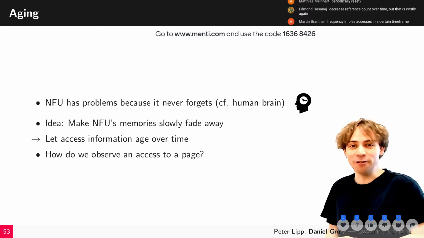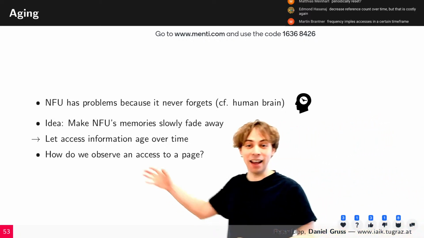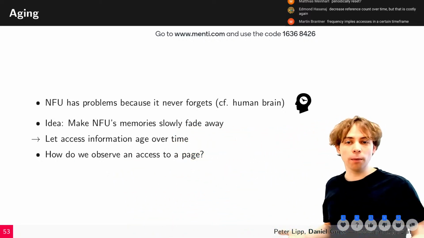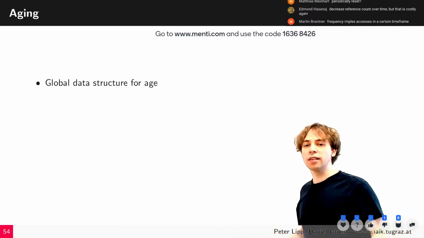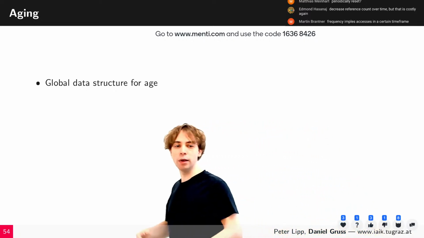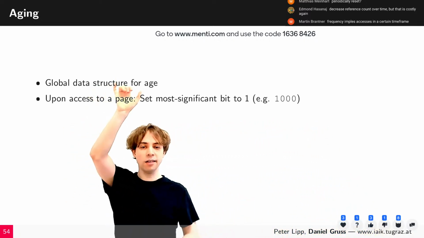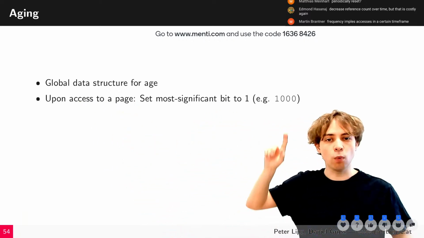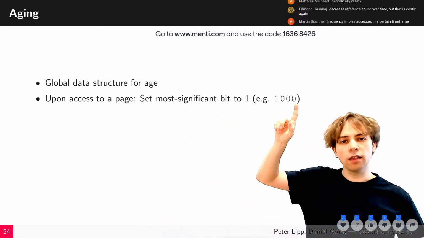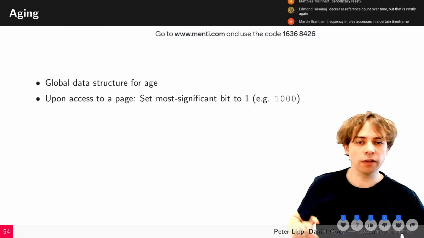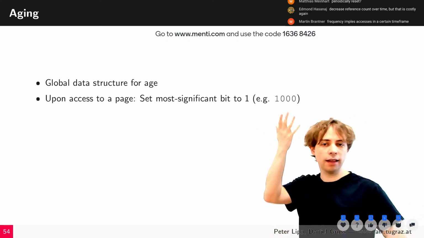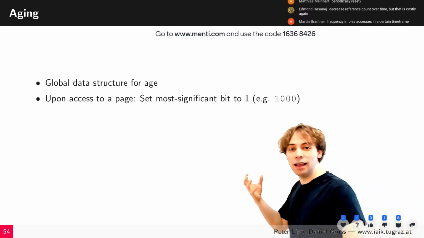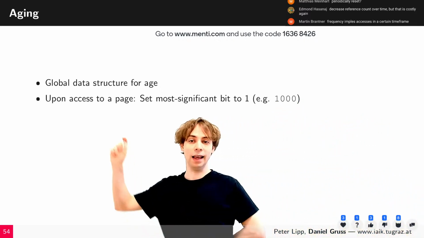Okay, how do we do that? How do we let it age over time? And still, same question as before, how do we observe an access to a page? We use the same trick as before. We use a global data structure for the age, and upon access, we set the most significant bit to 1. So you can see that this is actually a value of 4096, but I store this in binary here. I print this in binary, as you then can immediately see what I'm doing with aging here.